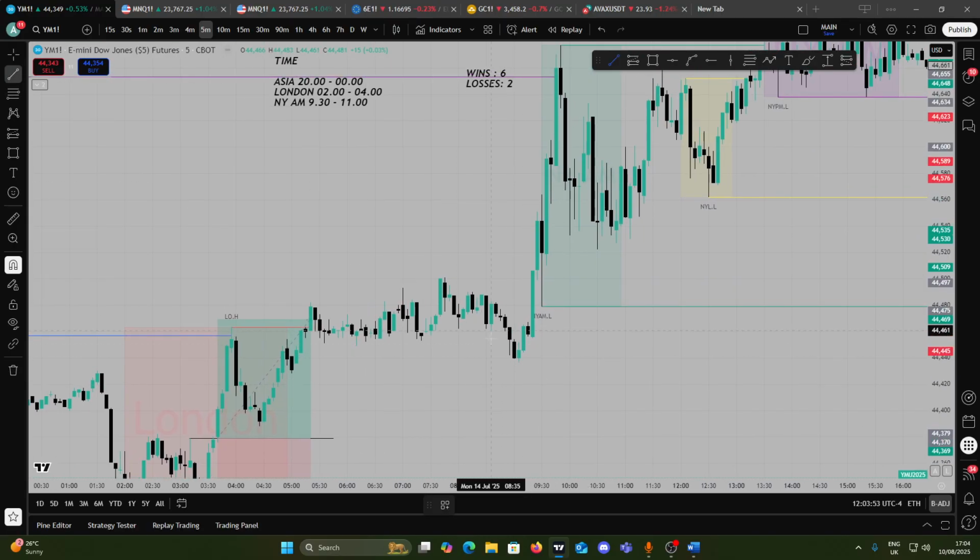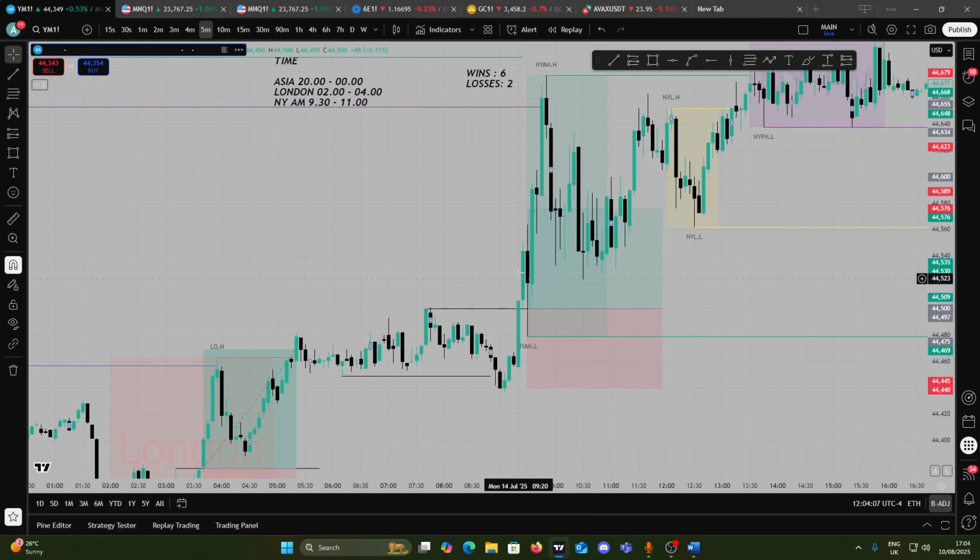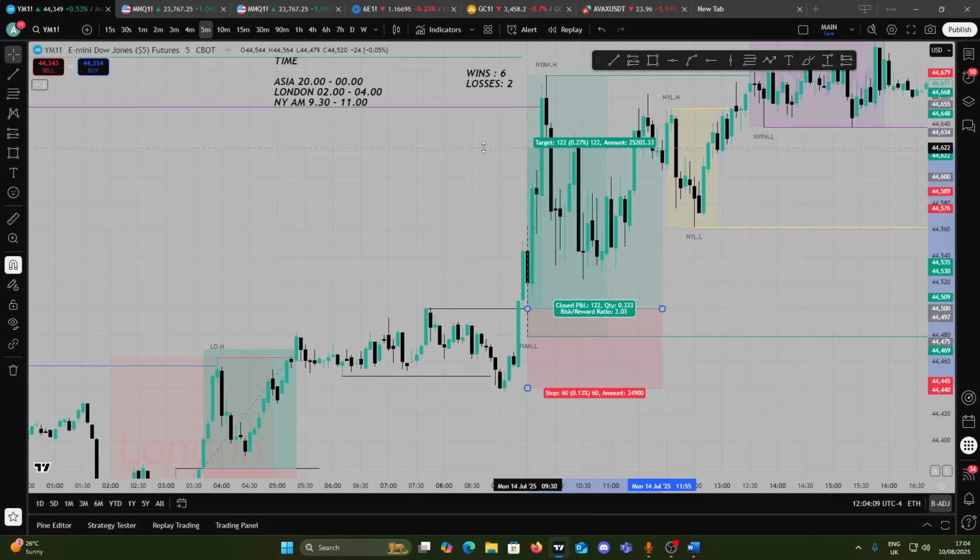Very clean example here. Have this taken out, right? Parent low, parent high. Then you have this stop loss level. Place an entry there, stop loss there. Target 2R, which was hit quickly.